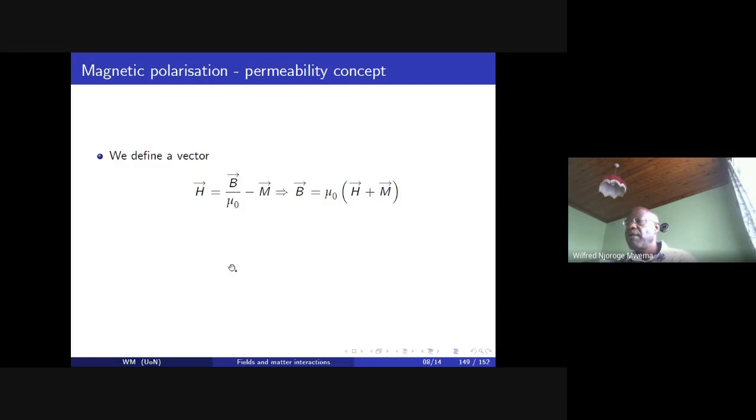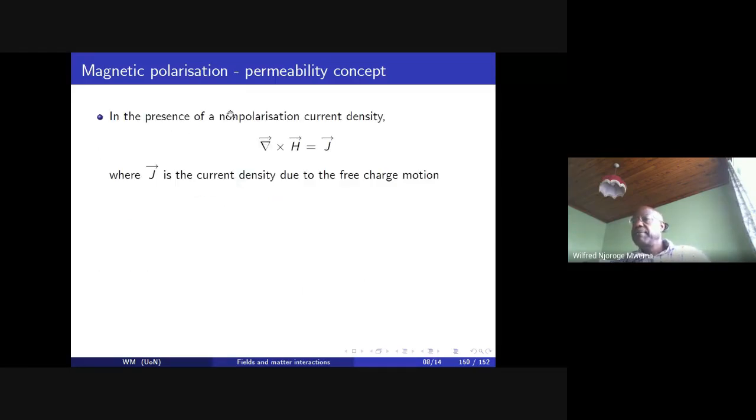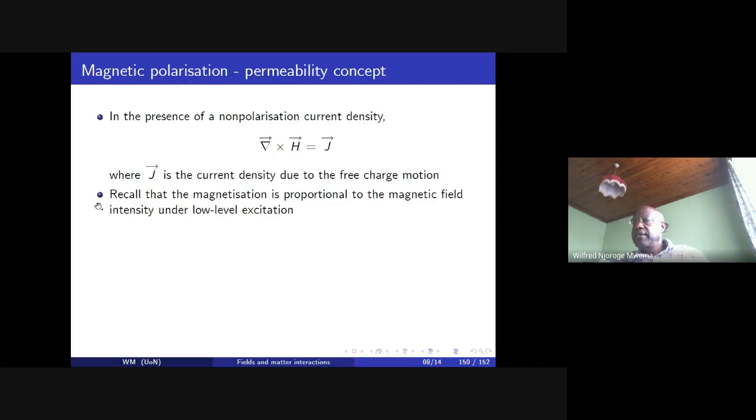And this is why we have that kind of equation. So hence, the curl of H is going to be equal to 0. Now, H is therefore called the magnetic field intensity, and in the presence of non-polarization current density J, where J is actually movement of electric charge carriers, we can see that Ampere's law will give us that equation there.